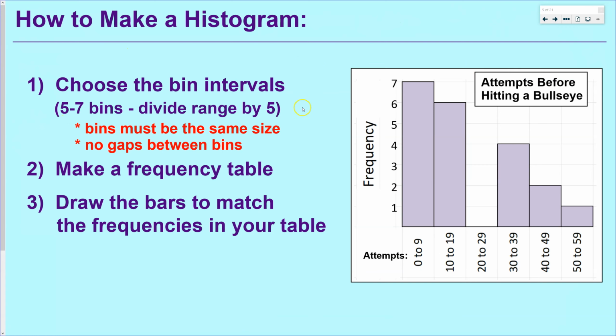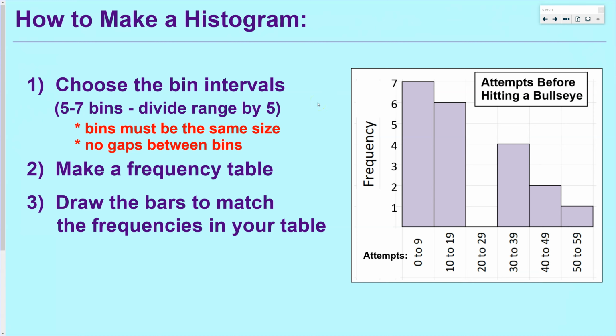The first bit is actually the toughest. We have to choose how big the bins are. So the couple rules is that the bins have to have no gaps between, and they must be of the same size. And that's a little daunting when you look at a data set because you have a whole bunch of numbers and you don't necessarily know how big each bin should be. So a rule of thumb, a way to do it, is that you want to get 5 to 7 bins. So if you take the range of your data, your biggest number minus your smallest number, divide that by 5, and then round that down to a number that's easy to count by.